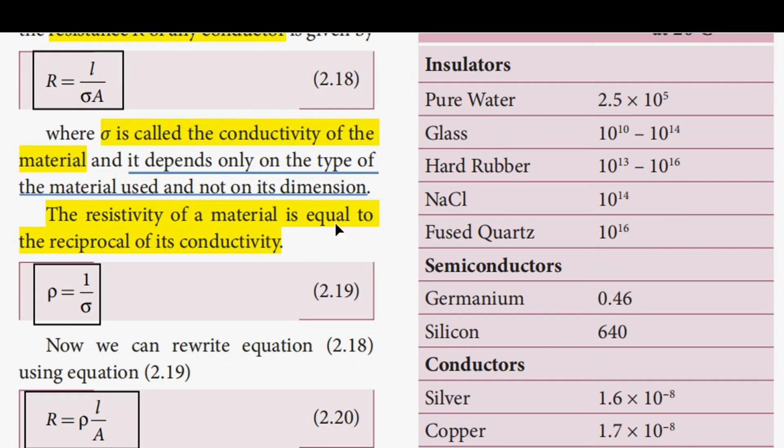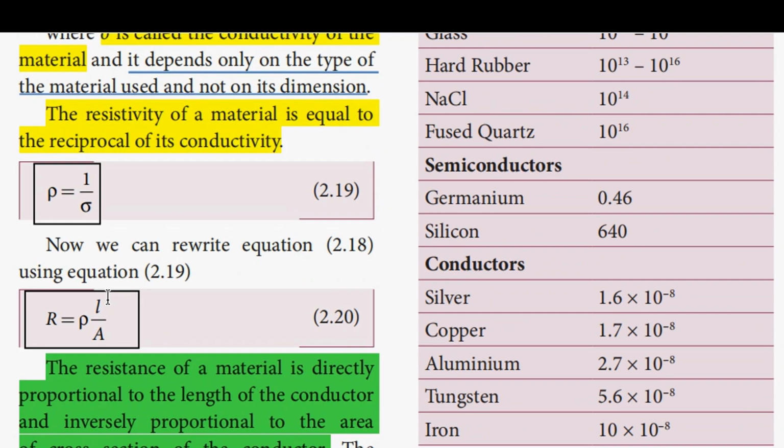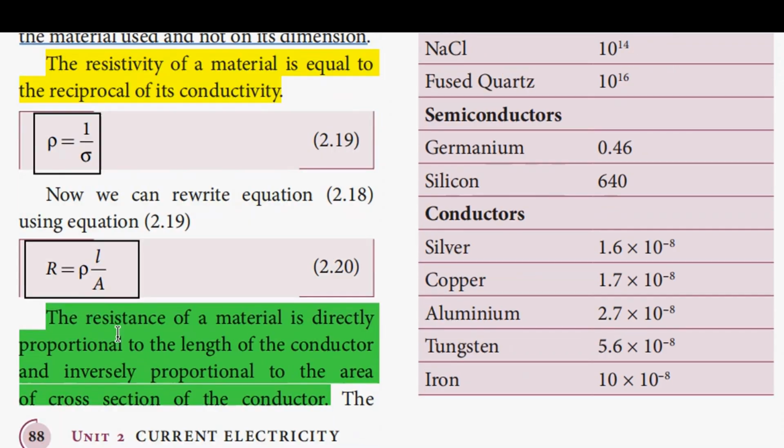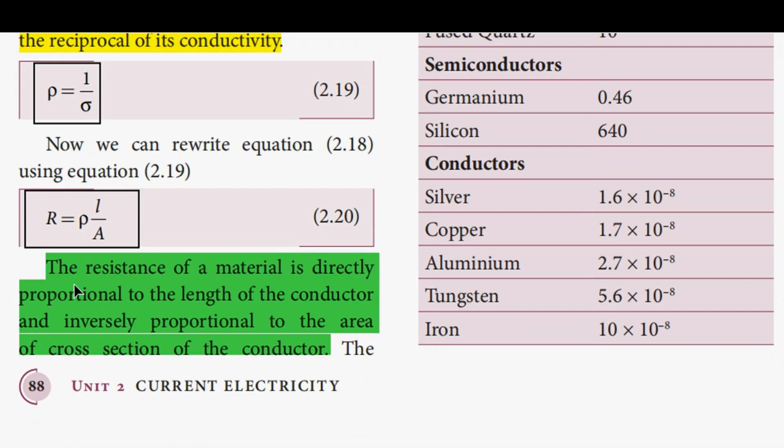The resistivity of a material is equal to the reciprocal of its conductivity, that's given by rho equal to 1 by sigma. So rewriting the equation 2.18, using the equation 2.19, we have R is equal to rho into L by A. This L is the length of the conductor and A is its area of cross section. So this resistance of a material is directly proportional to the length of the conductor and inversely proportional to the area of cross section of the conductor.